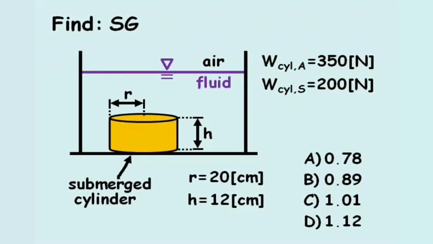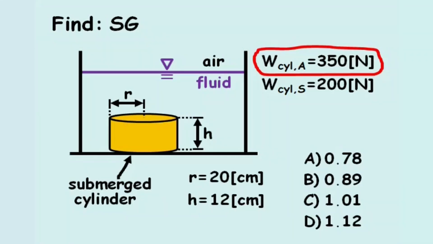Find the specific gravity of the fluid, Sg. In this problem, a cylinder is submerged in a fluid. The cylinder measures 20 centimeters in the radius and 12 centimeters in the height. When submerged, the cylinder exhibits an apparent weight of 200 newtons. When the cylinder is in open air, its weight is 350 newtons.